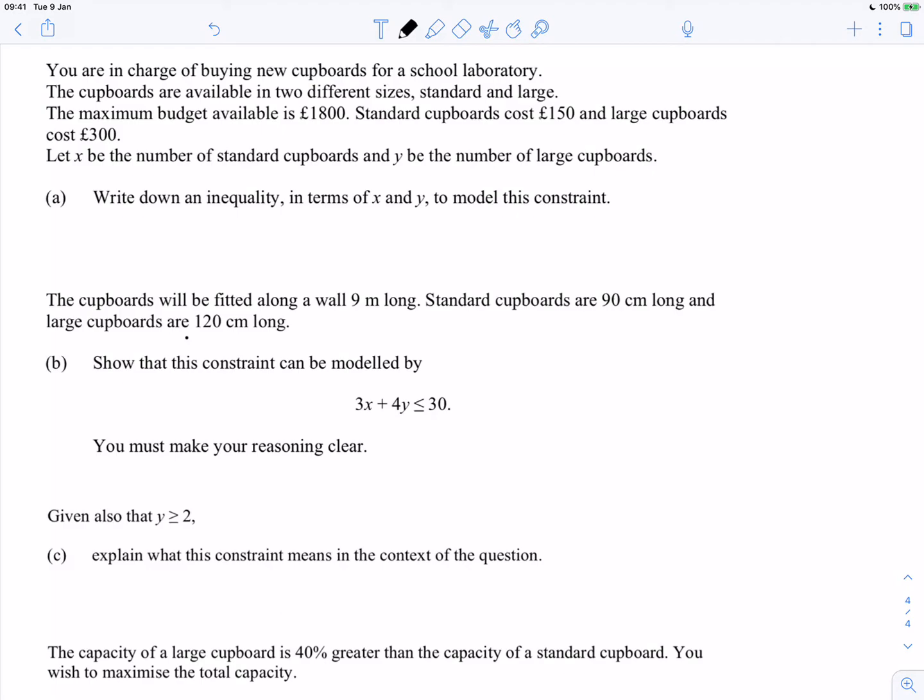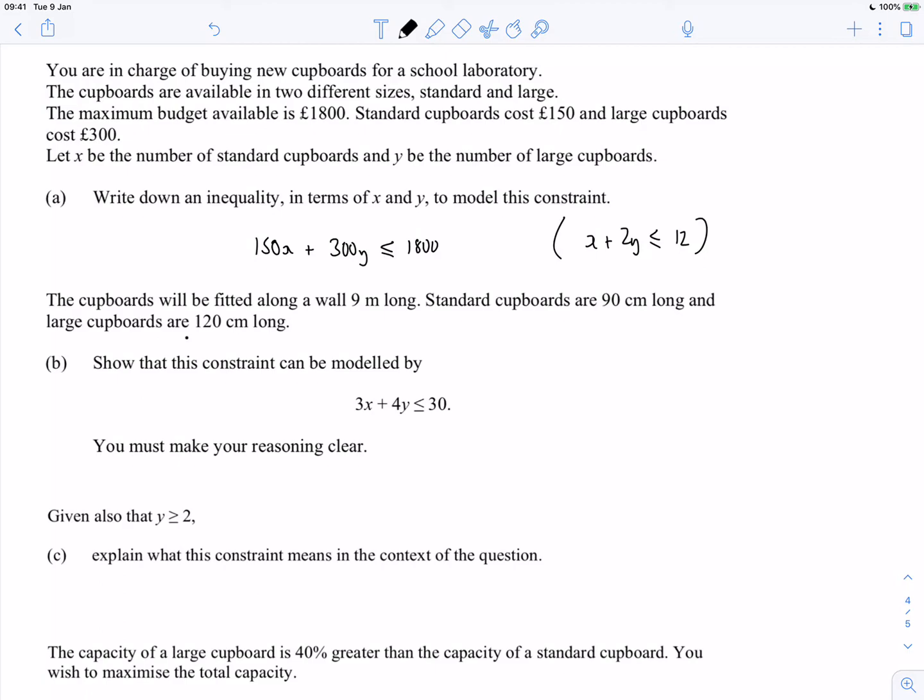So, if X is standard, then that means 150X plus 300Y must be less than or equal to the budget, which is 1,800. Now, I technically noticed that all of these are multiples of 150. So I could actually write X plus 2Y is less than or equal to, well, let's think about this. I believe that's 12, isn't it?